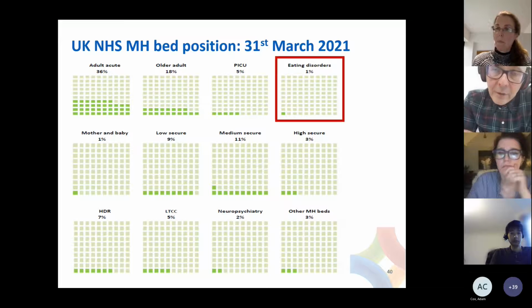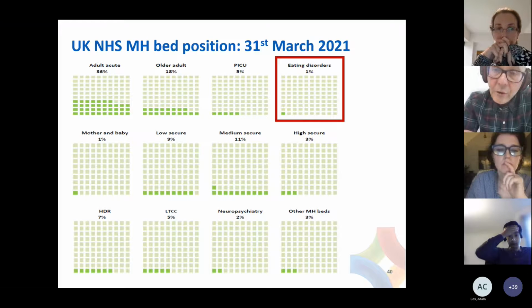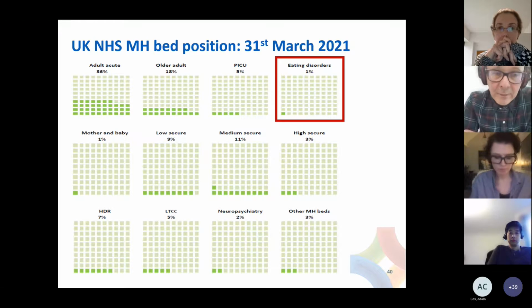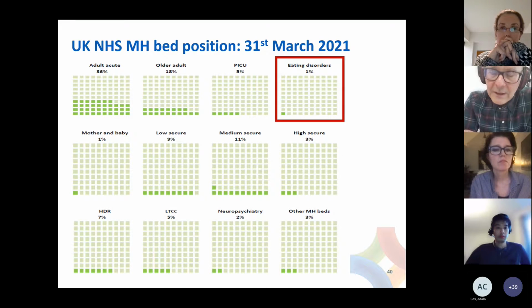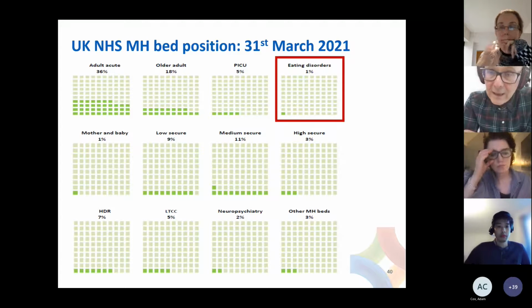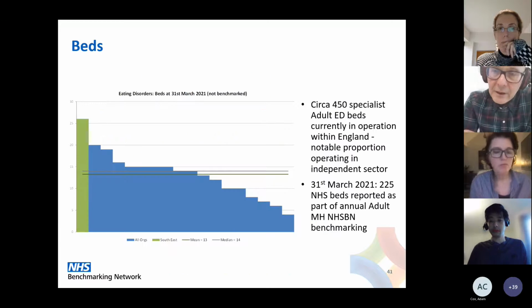But when we look at the lineup of inpatient capacity, it's a really small specialty actually. So there are 450 beds, but only about half of them are NHS beds, which is what we've shown here. So about 1% of capacity, compared to 36% for acute beds, 5% for PICU, etc. So we have more NHS eating disorder beds than perinatal, but there's not a lot in it in terms of having intrinsically low levels of provision. And this gives us a bit of a clue about what the story is with eating disorders as a specialty.